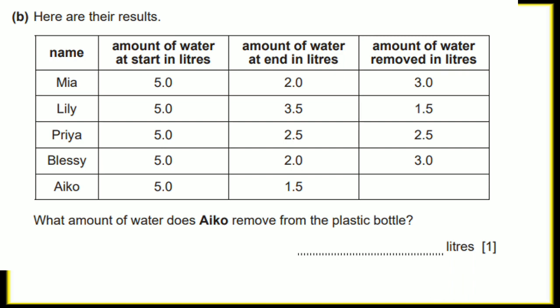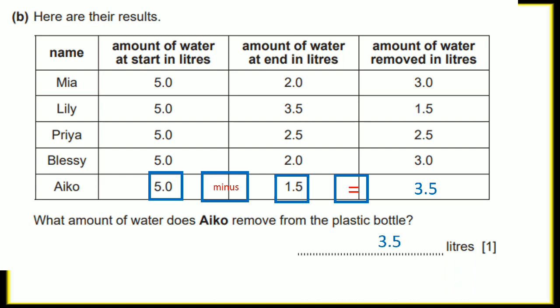Here are her results. Amount of water at the start, 5. Amount of water at the end, 2. That is Mia. Amount of water removed, 3. So for Blessing, you have 5 and 1.5. So can you calculate the amount of water removed? What would you need to do? 3.5 liters.